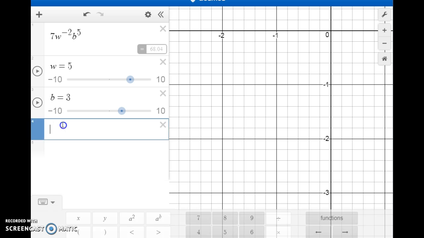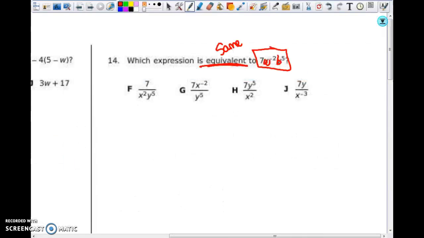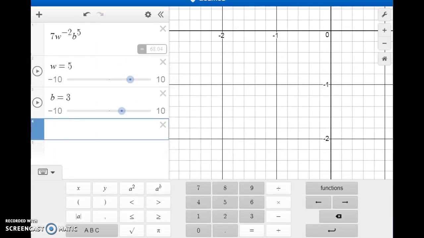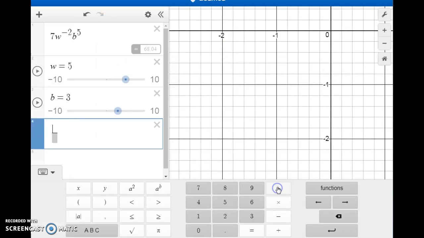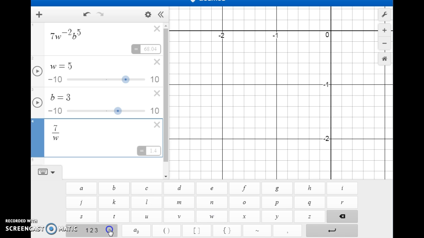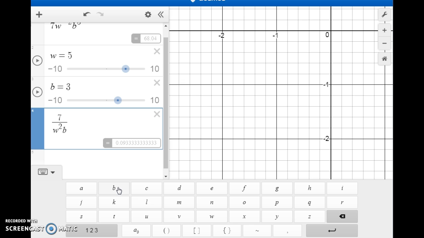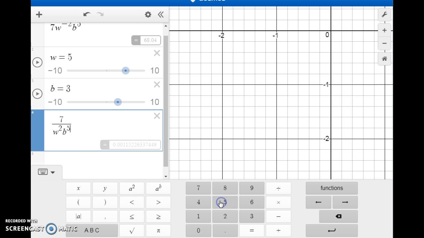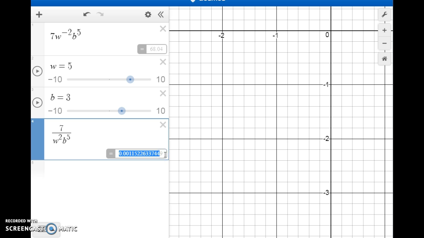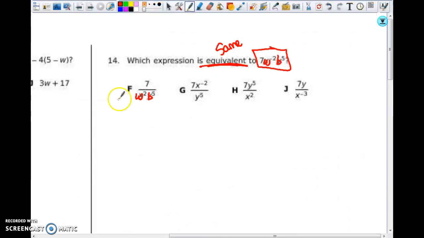So, for example, if I put in answer choice F, 7 at the bottom, again, we didn't use X, we used W, and we didn't use Y, we used B. I'm going to plug that in so you can see. If you put the division sign first, you can type the top, and then go to the bottom. The bottom is W to the power of 2, and B to the power of 5. Look at the number it gave us. That's not it.